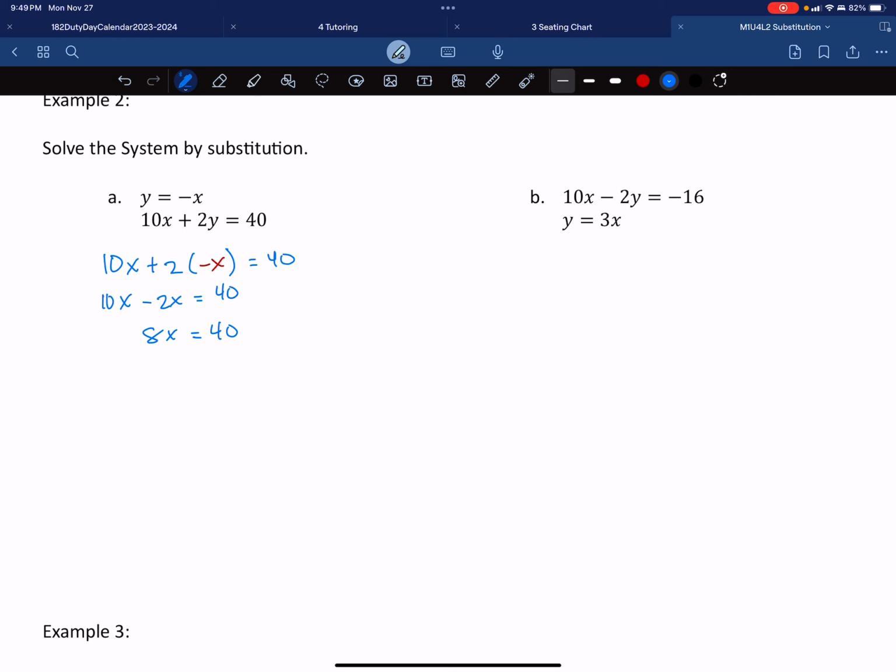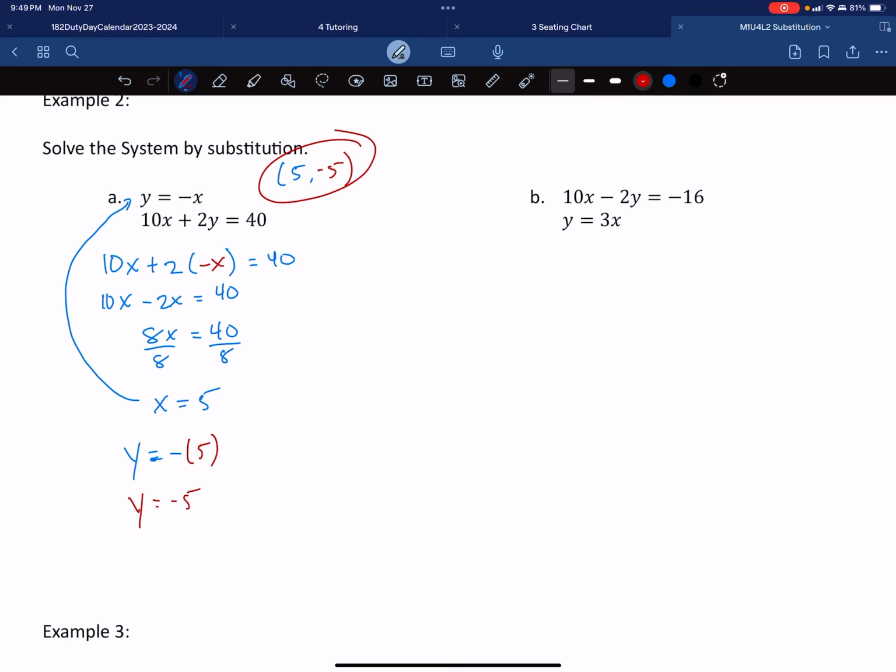Combine like terms, so we're going to have 8x equals 40, because 10 minus 2 is 8. Then we need to divide by 8. So we get x is equal to 5. There is our x. Again, just plug it into the easier of the two equations. So y equals negative 5, and my answer ends up being 5, negative 5.